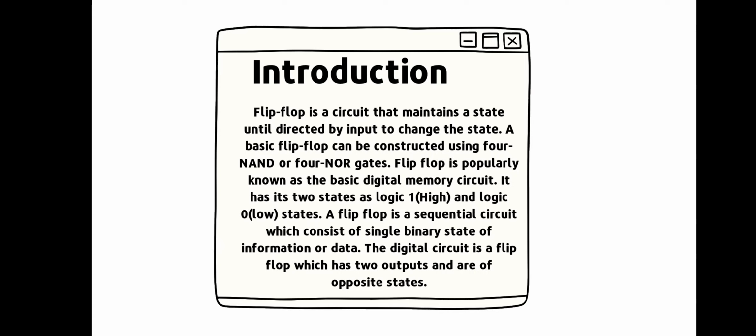A flip-flop is a circuit that maintains a state until directed by input to change the state. A basic flip-flop can be constructed using 4 NAND or 4 NOR gates. Flip-flop is popularly known as the basic digital memory circuit. It has two states, logic 1 and logic 0. A flip-flop is a sequential circuit which consists of a single binary state of information or data. The digital circuit has two outputs which are of opposite states.